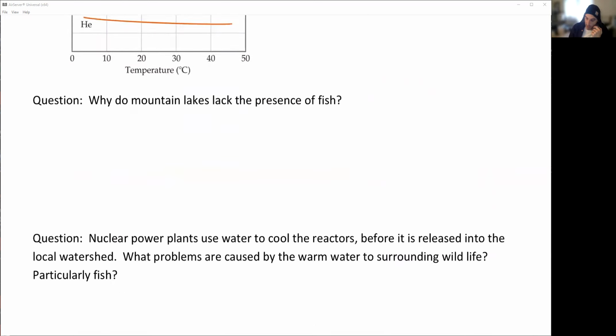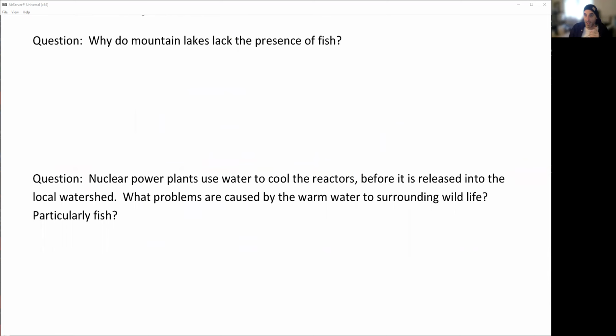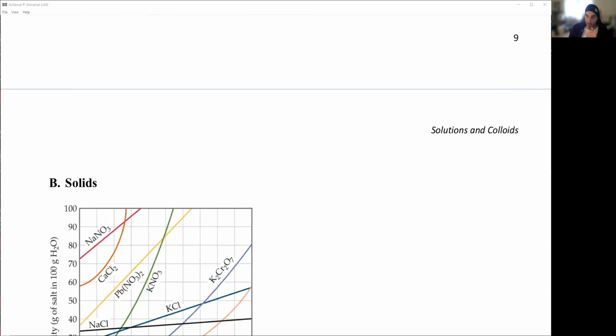Good. So these two questions, again, I'll come back to these. Why do mountain lakes lack the presence of fish? And another question is, nuclear power plants use water to cool the reactors before it is released into the local watershed. What problems are caused by adding warm water to surrounding wildlife, particularly to fish? So we'll talk about that when I come back.